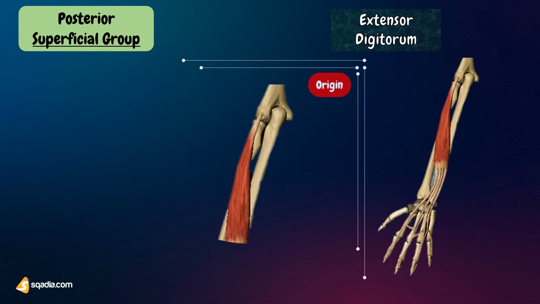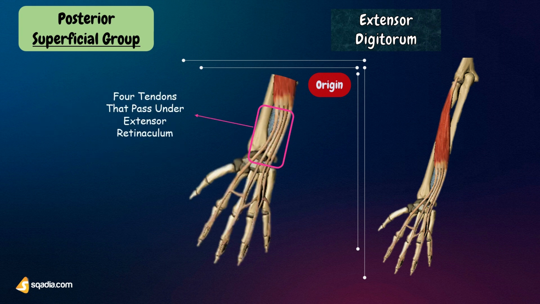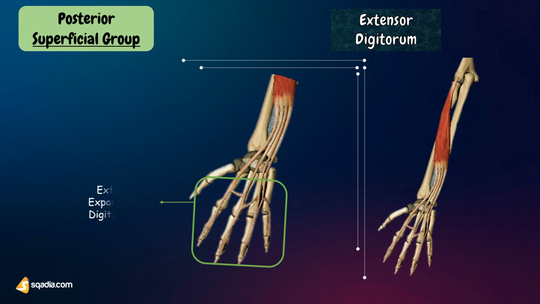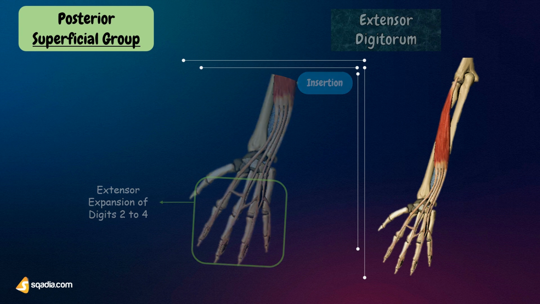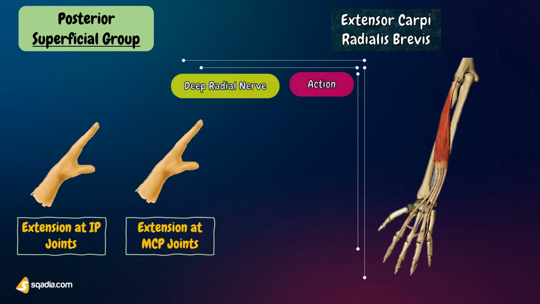Next is the extensor digitorum. This muscle originates from the common extensor tendon attached at the lateral epicondyle of the humerus. The muscle divides into 4 tendons, which pass under the extensor retinaculum and then fan out over the dorsum of the hand. On the posterior surface of each finger, the extensor tendon widens out to form the extensor expansion.